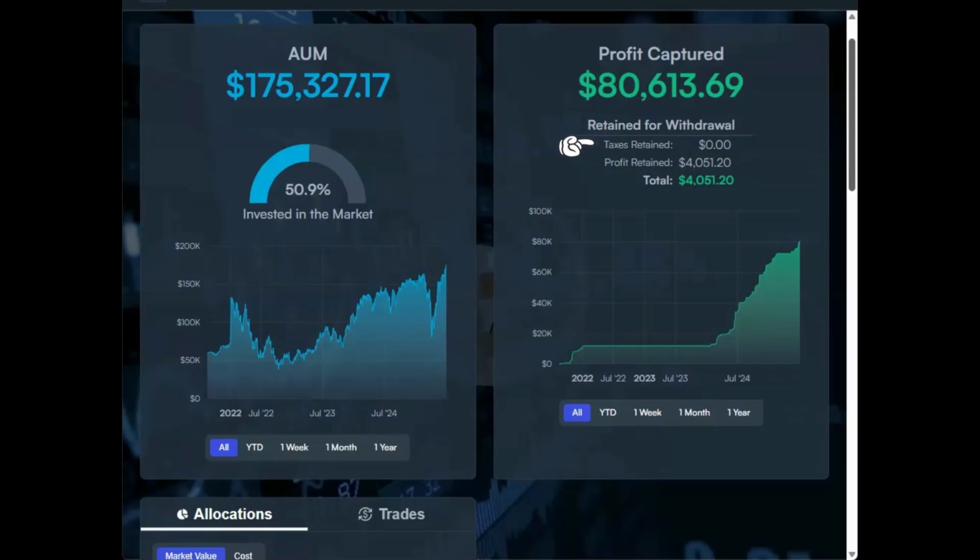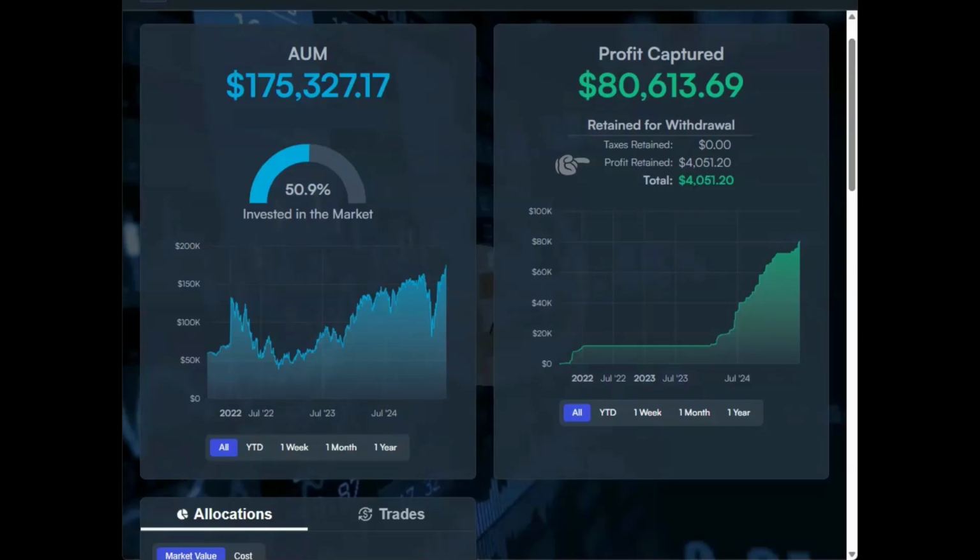By default, retained taxes is set to zero. If you would like your taxes to be retained, contact LymanWealth and we will enable this feature, and 25% of all profits captured will be set aside. You can then withdraw this money when it is time to pay your taxes.